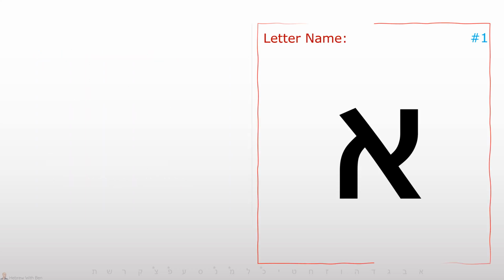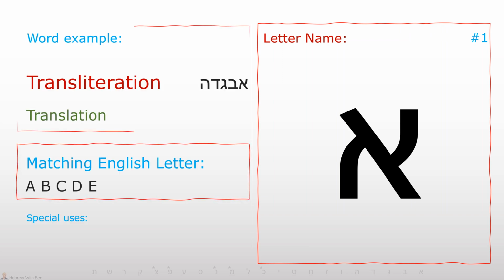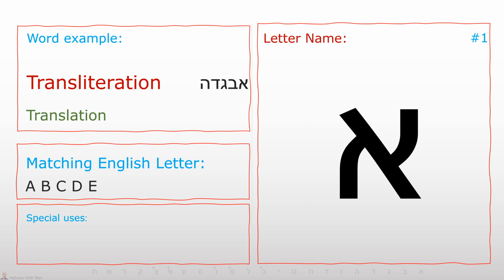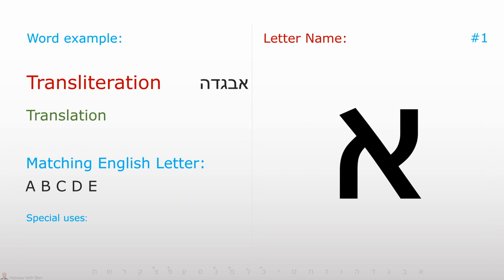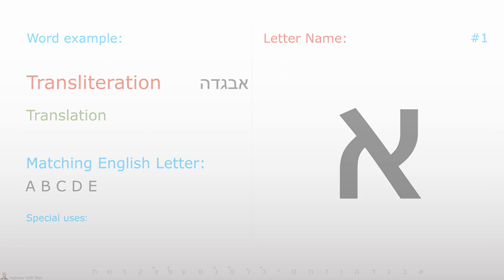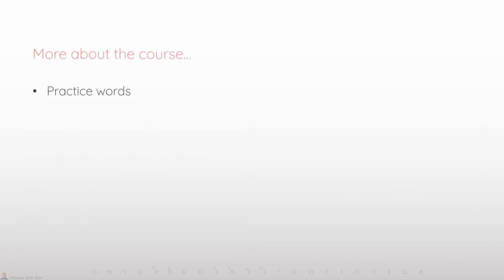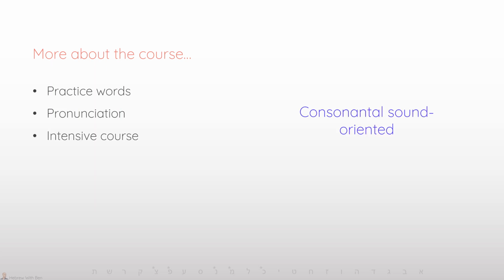In this crash course, I will show you each letter, the matching English letter, word pronunciation examples, transliteration, and translation. I will also show you some special use cases for the letters. In addition, at the end of this course, we will read some words together so we can be sure you understand the sound of the consonants. This is going to be an intensive and consonantal sound-oriented course.